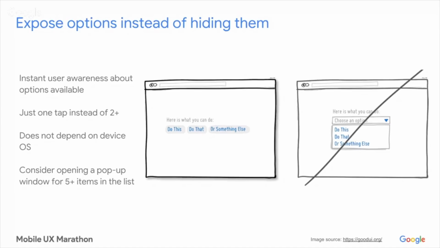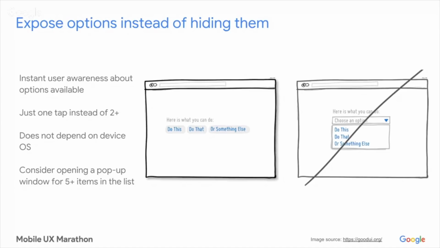And also, the implementation on the left is always just one tap, and the implementation on the right is at least 2 taps. One to open the drop-down. If there are a lot of options in the drop-down, you will also be scrolling, and then you choose the option. Sometimes some websites would also ask you to close the drop-down, so it's really a lot of taps instead of just one. Also, if you have a drop-down, the way it renders in the UI would depend on the operating system, whether it's Android or iOS.